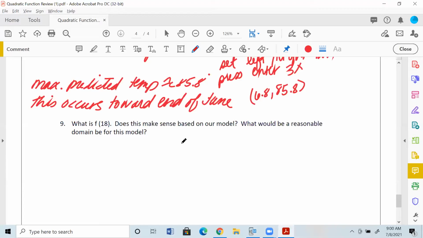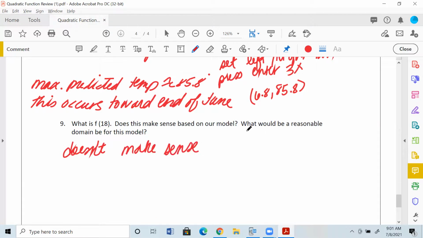And the reason I get the error message is because our model is really designed only to work between January and December. And so when we say F of 18, you know, December ends in 12. So 18 is really going on into the next year. It doesn't really make sense based on the amount of data points that we have right here. So this doesn't make sense.